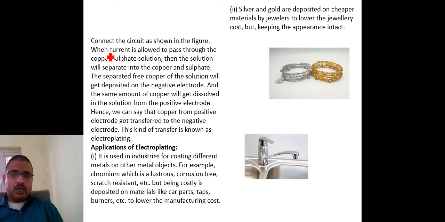I already explained: when the current is allowed to pass through the copper sulfate solution, the solution will separate into copper and sulfate, and the free copper of the solution will get deposited on the negative electrode, as I already told. The same amount of copper will get dissolved in the solution from the positive electrode. Hence, the copper from the positive electrode gets transferred to the negative electrode. This kind of transfer is known as electroplating.